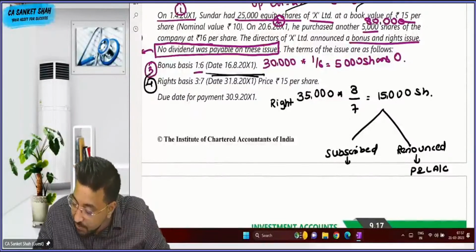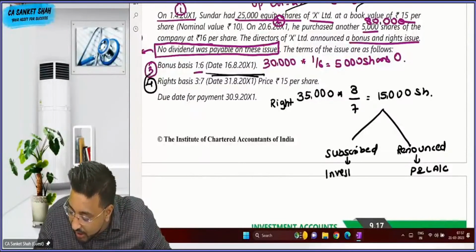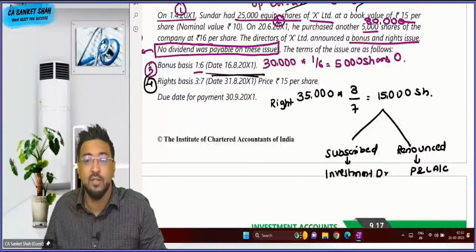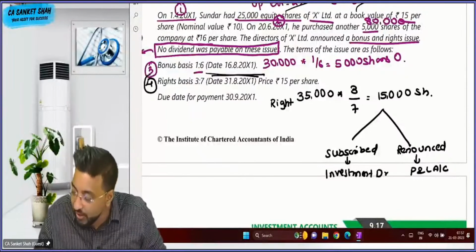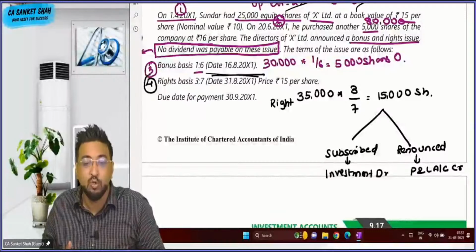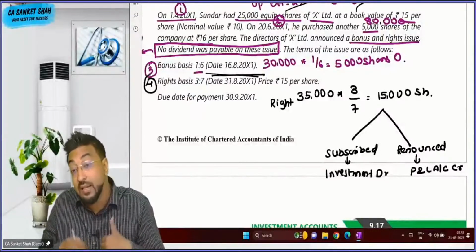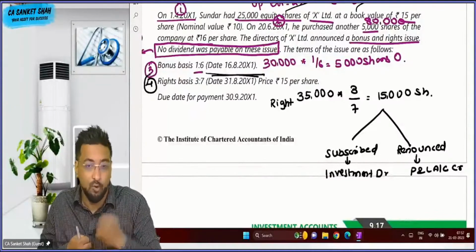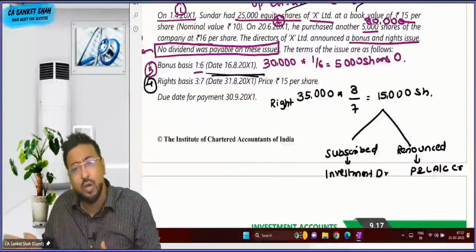And subscribe मतलब क्या? इन्वेस्टमेंट को डेबिट करना है. If you purchase it, investment debit. And if you renounce it, it means you have not purchased, but you are taking some amount from him. So it is beta renounce. It's like sale, transfer. So it's an income for you. There is one exception, but wait, I will tell you the exception later on.